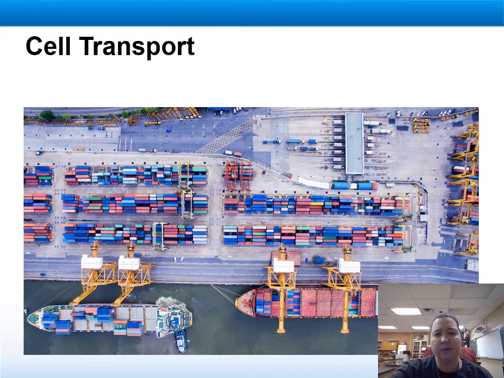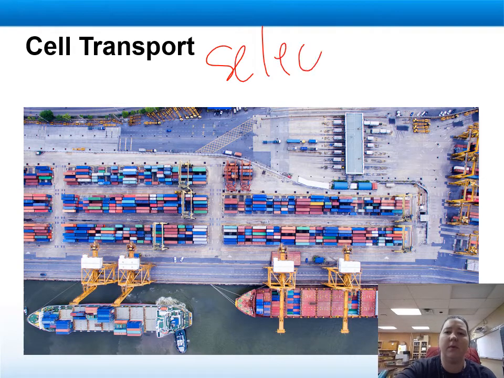Welcome to Unit 5, Lecture 3. In this lecture, we're going to talk about cell transport. So last lecture, we talked about the membrane. We talked about the structure of the membrane. And if you remember, the membrane is selectively permeable.